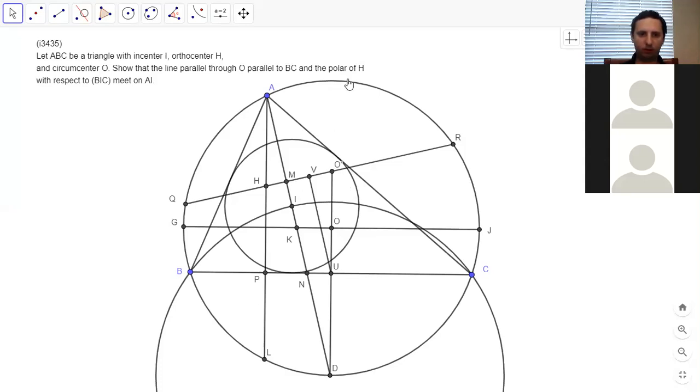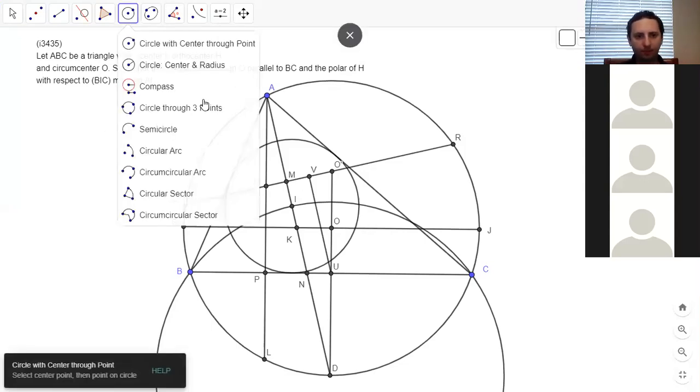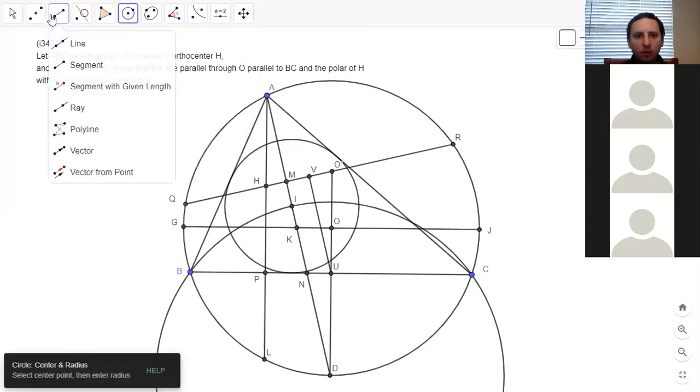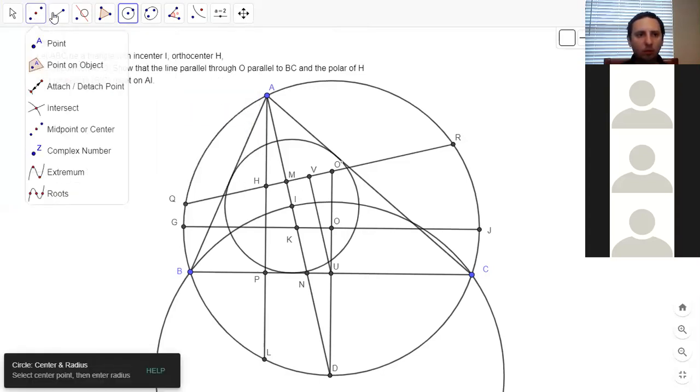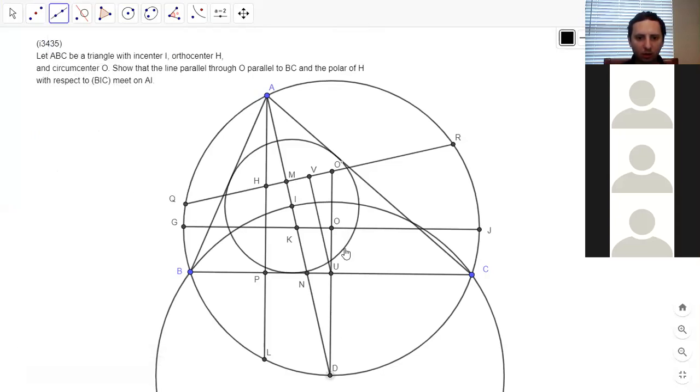So I wonder, if you let the intersection of the perpendicular bisector of BC intersect the arc BAC at some point.